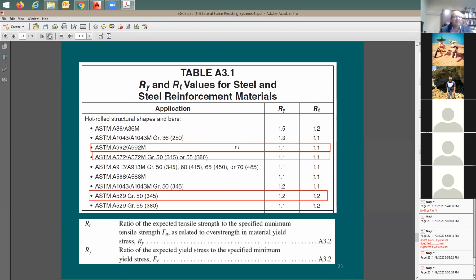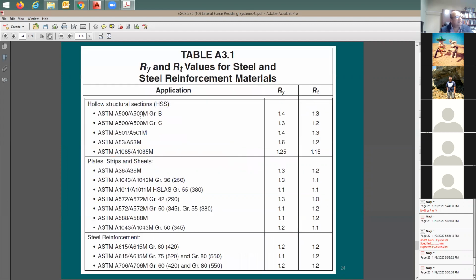How about if I'd like to do a moment frame with steel tubes like HSS? Okay, look at this. This is going to be the most likely one to use. For HSS, most likely it's going to be this one here. Look at the factor, 1.3, 1.4. Big difference in your analysis. So you cannot just switch between the steels that easily. You need to understand how this is going to affect you.